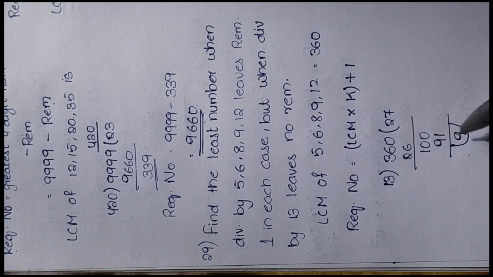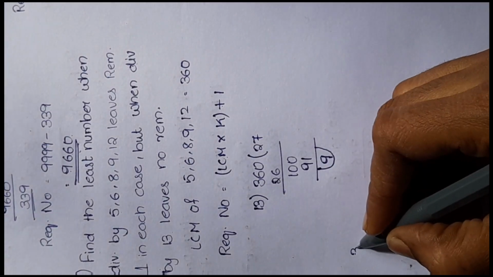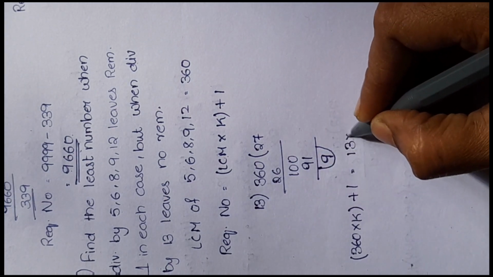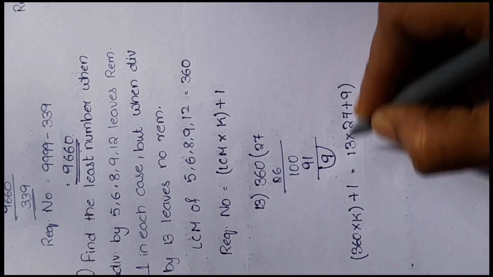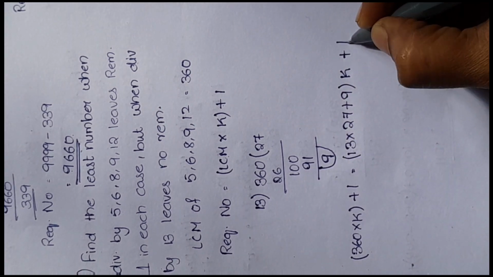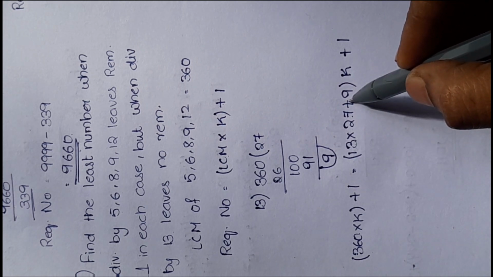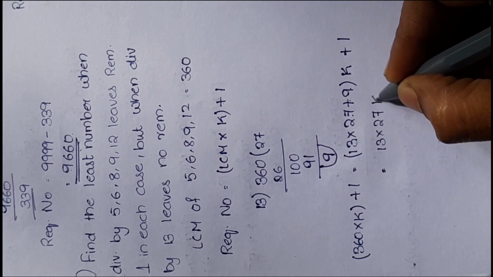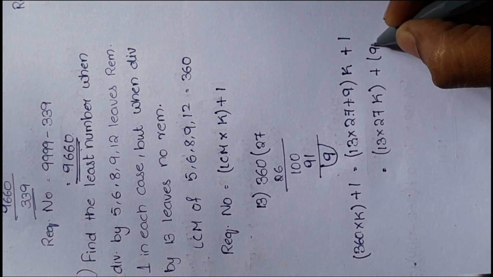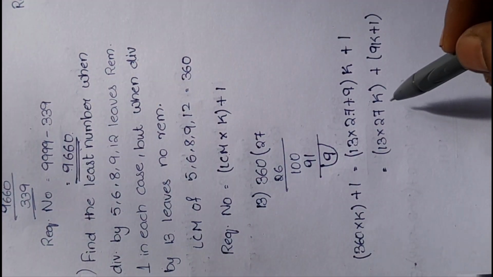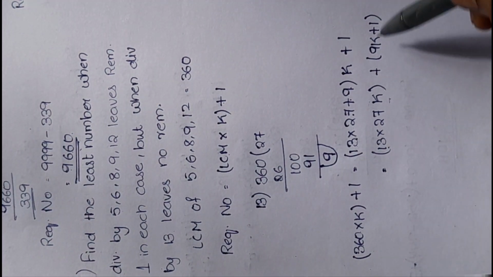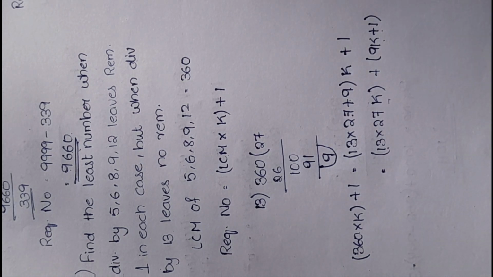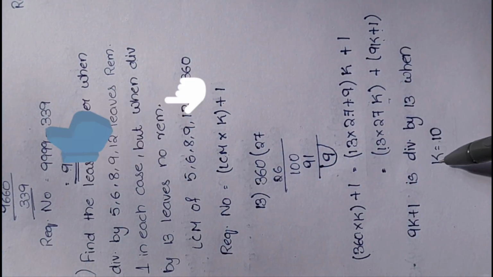If we divide 360 by 13, we get a remainder of 9. Now 360 into k plus 1 is equal to 13 into 27 plus 9 into k plus 1. The value of 360 is 13 into 27 plus 9, so we can write this as 13 into 27k plus 9k plus 1. k may be any value, but this term is divisible by 13. Now we should make 9k plus 1 divisible by 13 by substituting the values 1, 2, 3 and so on in 9k plus 1.